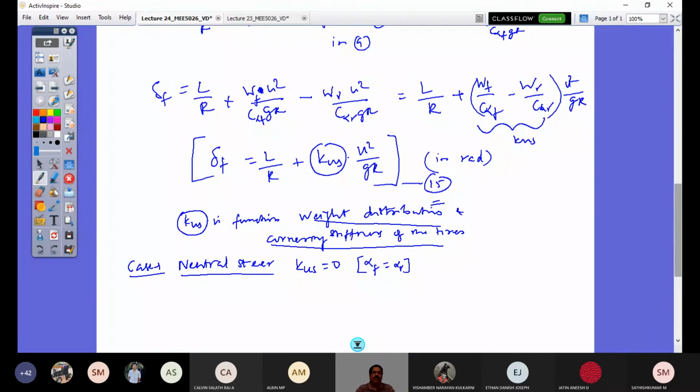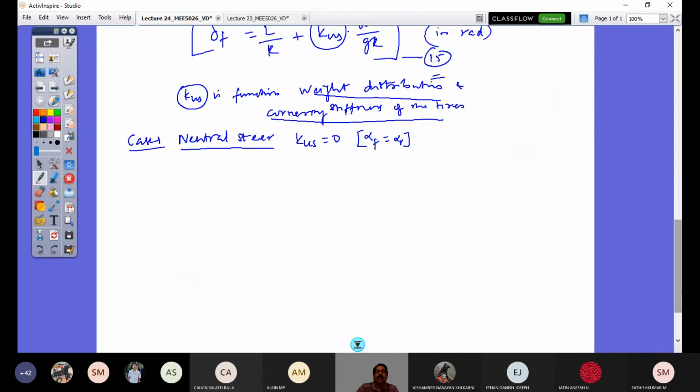So what do you mean by that physically? What would happen to a neutral steer vehicle? How can you physically understand this? So one is the requirement. Now what has happened to the requirement of your steering angle because of this? So KUS in this equation 15 is 0. So what would happen? It's only L by R. Is L going to change in your vehicle? No. So R is going to change. It can change provided you have your value here.